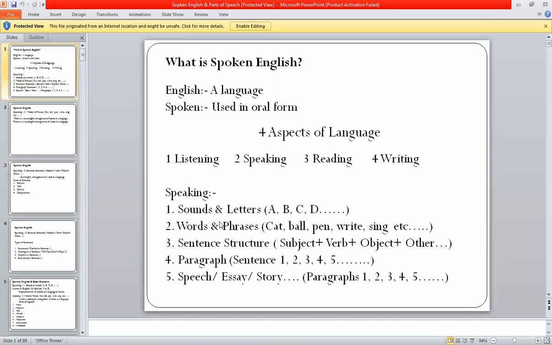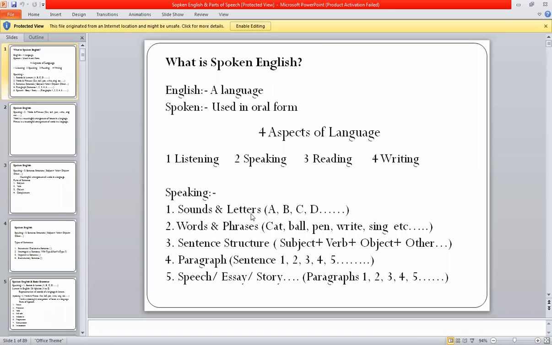Okay, and any language is made up of sounds and letters. Any language, that may be Marathi or English or Urdu, any language in the world is made up of its sounds and letters. So letter means what? Whatever the alphabets are there, that are A, B, C, D up to Z. So A to Z, these are the alphabets in the English language. There are 26 alphabets in the English language.